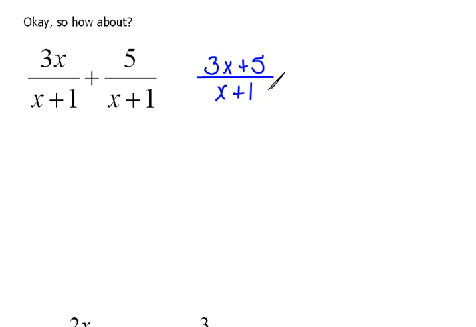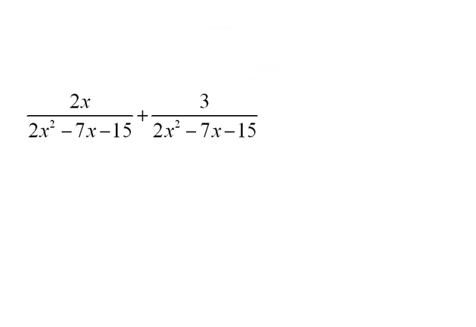Now, before we are finished, just like we did with the plain numbered fractions, you have to make sure that nothing will cancel. And in order to make sure about that, these have to be fully factored. So 3x plus 5, we cannot break that down any further. This is fully factored. And x plus 1 is also fully factored. So our answer for this problem is 3x plus 5 over x plus 1. Let's look at another one.